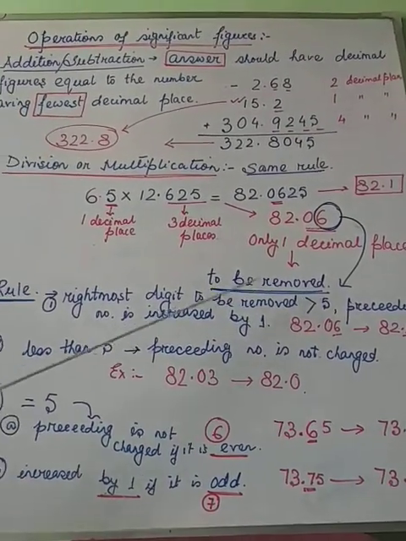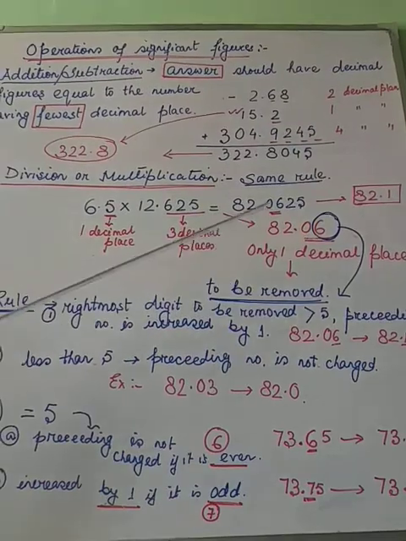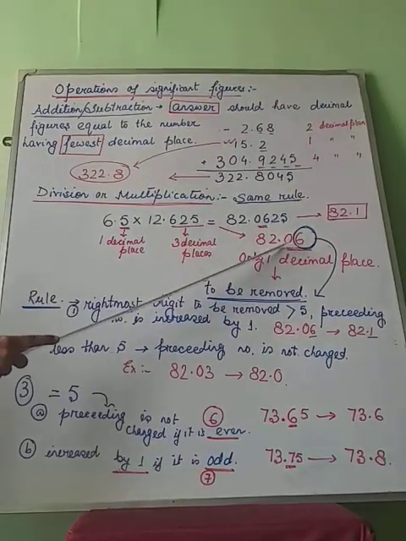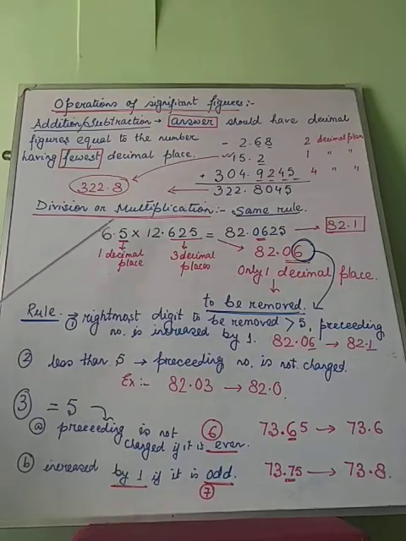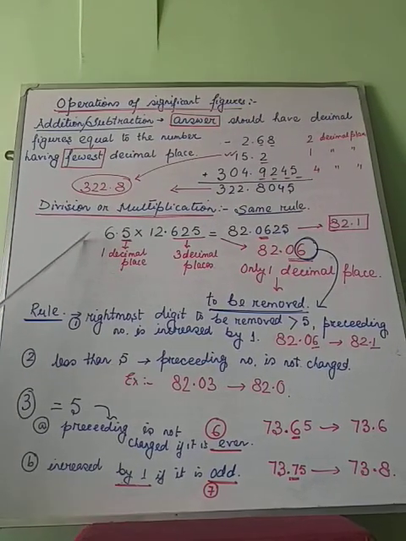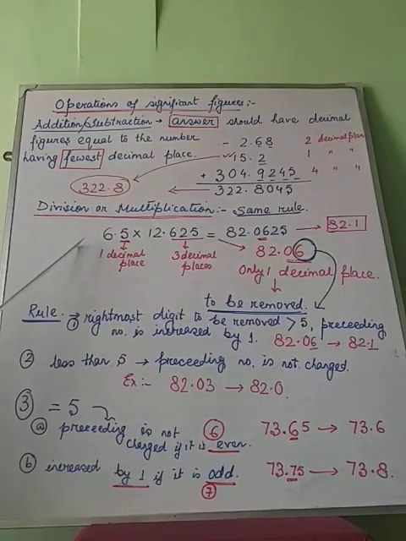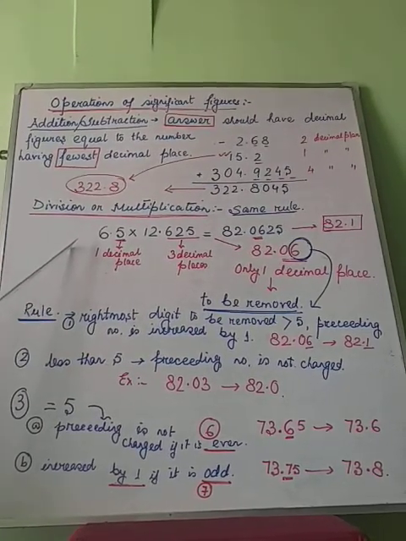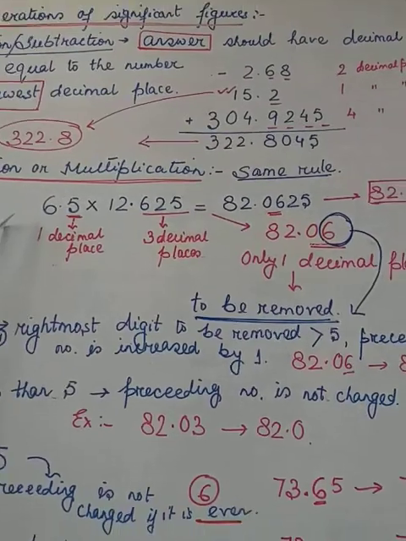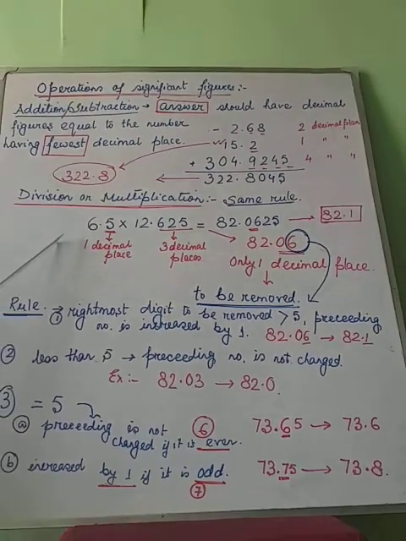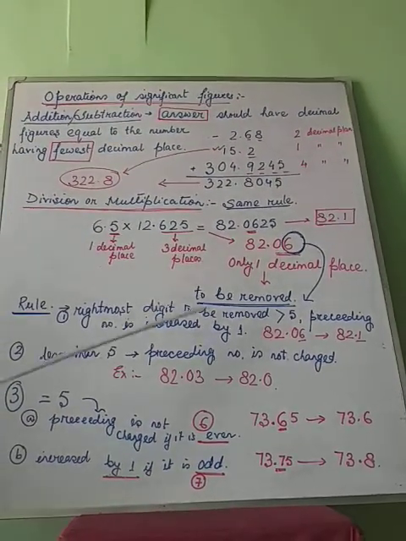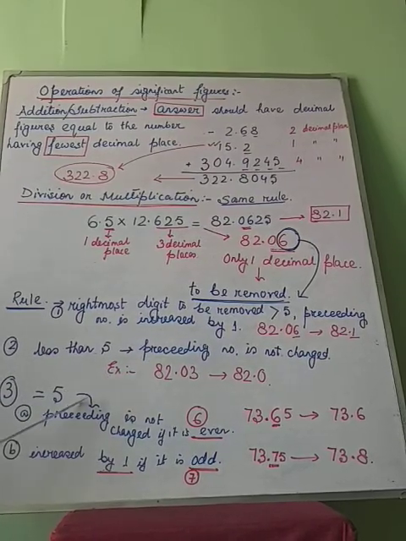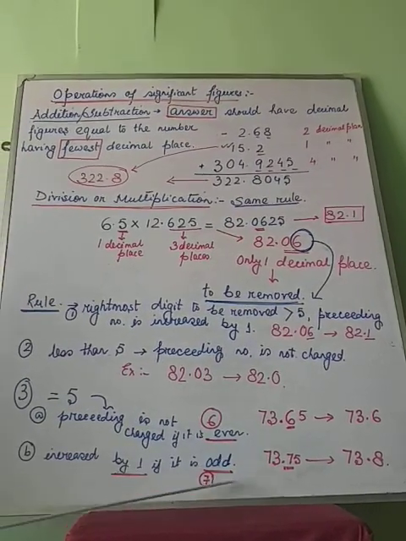So this whole is clear why we need to take up to 1 decimal place. In case you have numbers in which the fewest decimal places is 2, round it up to 2, and then apply the removal of the rightmost digit according to greater than 5 or less than 5, or if it is equal to 5, based on even or odd.